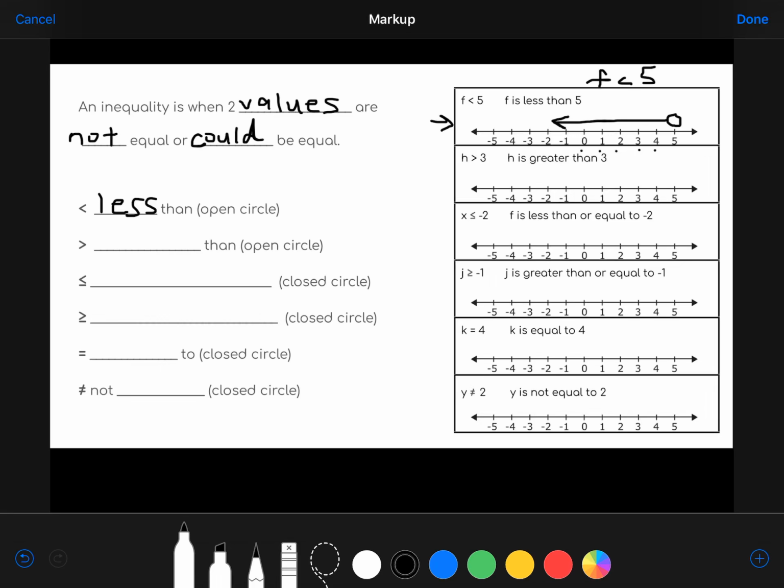This arrow facing to the right represents greater than. It would also be an open circle. So here we have h is greater than 3.